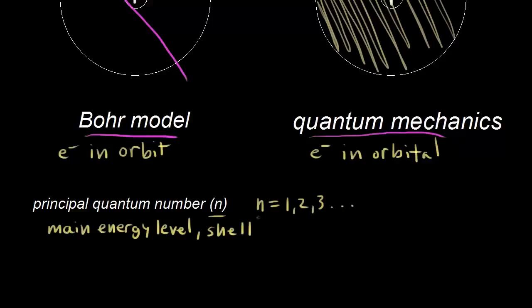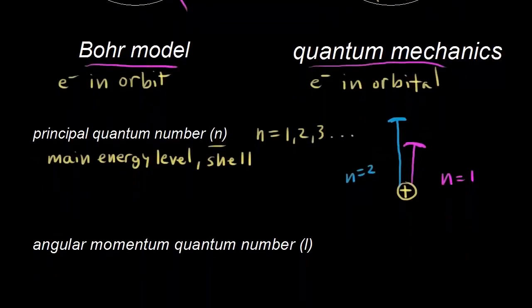As n increases, the average distance of the electron from the nucleus increases, and therefore so does the energy. For example, if this is our nucleus right here, let's talk about n equal to 1. For n equal to 1, let's say the average distance from the nucleus is right about here. Let's compare that with n equal to 2. n equal to 2 means a higher energy level, so on average, the electron is further away from the nucleus and has a higher energy associated with it. So that's the idea of the principal quantum number. You're thinking about energy levels or shells, and also about average distance from the nucleus.